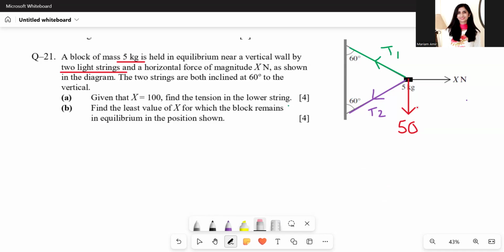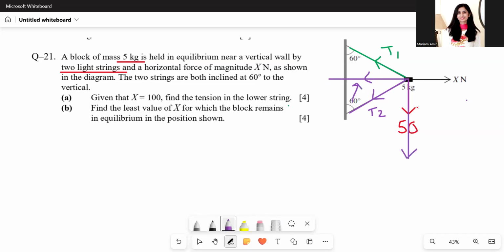Okay. Moving on, the two strings are both inclined at 60 degrees. Given that x is equal to 100, find the tension in the lower string. Clearly we cannot use Lami's theorem because there are four forces acting on the weight. So what we can do is break the tensions into their horizontal and vertical components. There's going to be a component in this direction, and then a component in this direction, which I'm going to draw parallel here instead.